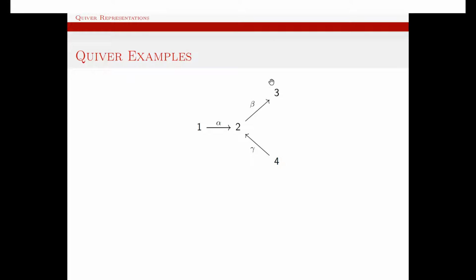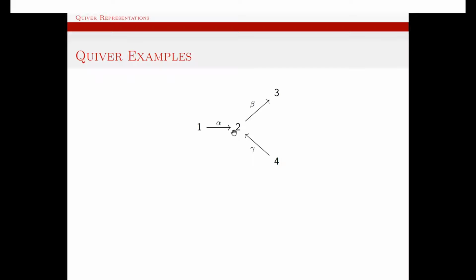For some examples, we can think of a quiver. Usually, we can write out explicitly what the sets and functions are, but usually we just depict them graphically or geometrically. And so in this case, our vertices are 1, 2, 3, and 4, and our edges are alpha, beta, and gamma. And then the arrow gives the direction.